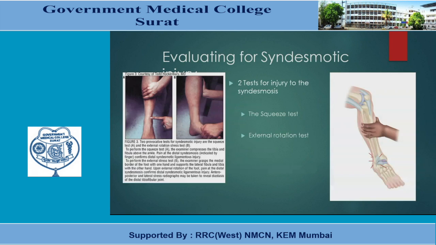Evaluating the syndesmotic injury. How to check the syndesmosis? The syndesmotic ligament is between the tibia and fibula, lower one third. The first is a squeeze test and second is an external rotation test. What is done in external rotation? Your right hand is over the anterior shin of the tibia, proximal part, and the left hand is over the foot. Try to externally rotate the leg. If there is pain, there is a syndesmotic injury. Another is the squeeze test.